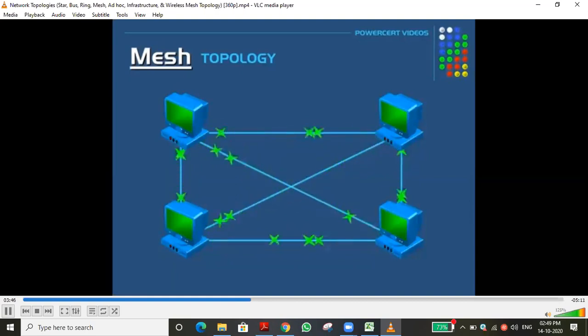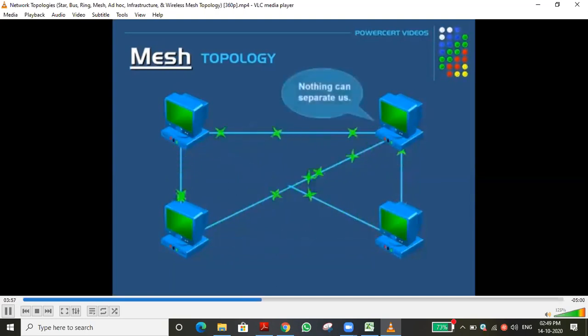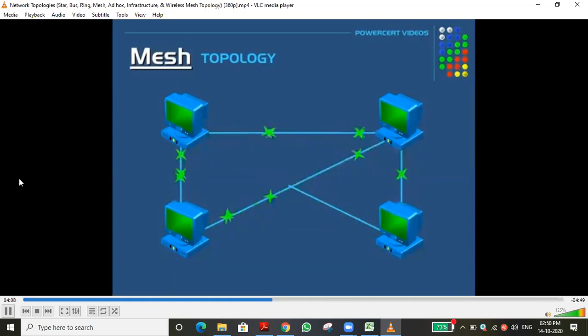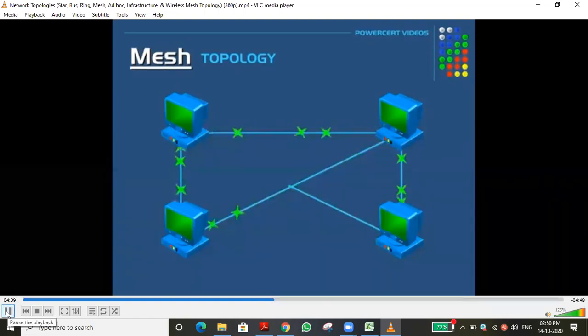Now, the advantage of a mesh topology is that it creates a high redundancy level, because if one or more connections fail, the computers would still be able to communicate with each other. However, because of the amount of cabling and network cards that have to be used, mesh topologies can be expensive, so they are rarely used on local area networks or LANs.